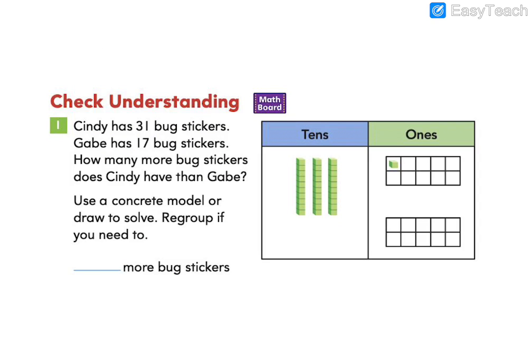Let's look at our check understanding. Cindy has 31 bug stickers. Gabe has 17 bug stickers. How many more bug stickers does Cindy have than Gabe? This is showing us Cindy's bug stickers. We know that she has 31 and Gabe only has 17. So we need to subtract 17 from 31 to find how many more Cindy has.